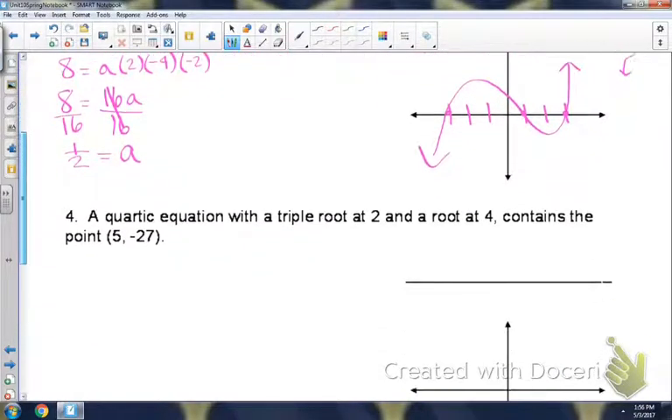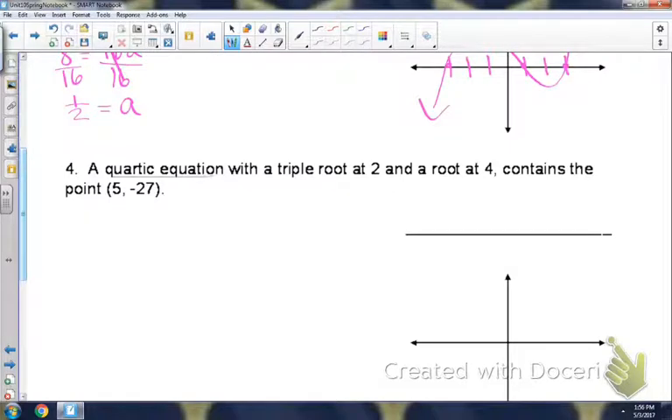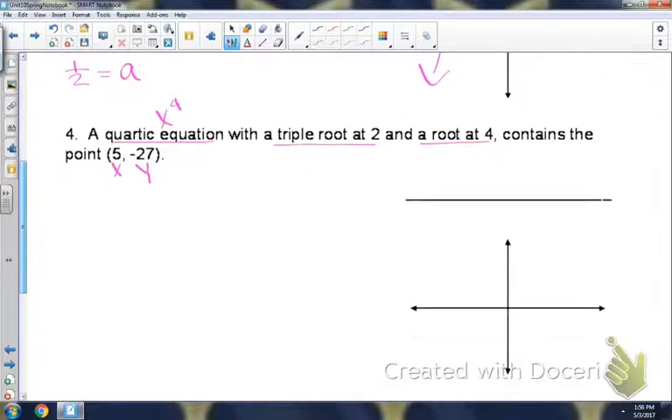Alright, last one. We have a quartic equation, so x to the 4th, which means 4 roots, triple root at 2, and a root at 4. It contains the point 5, -27. A triple root at 2, so you're going to have x minus 2, but then you're going to have to cube it. And then a root at 4 would be x minus 4.